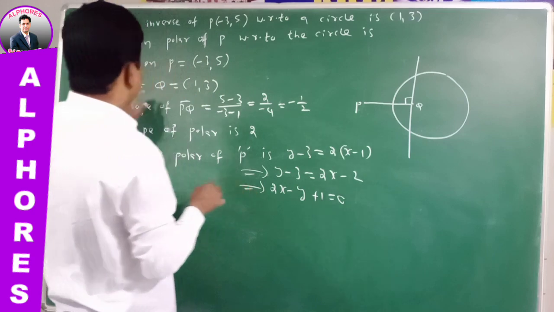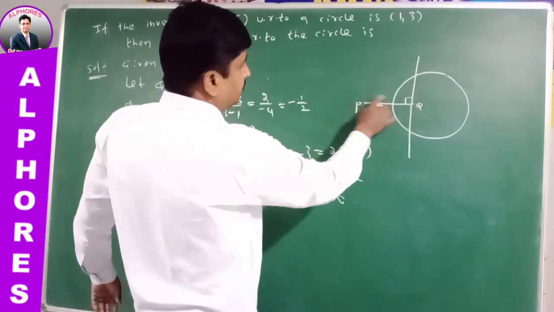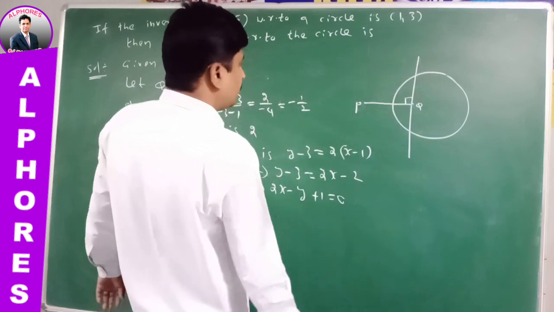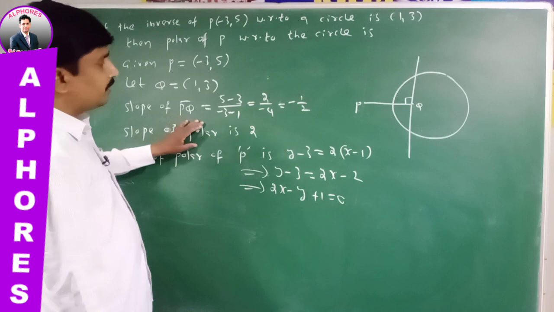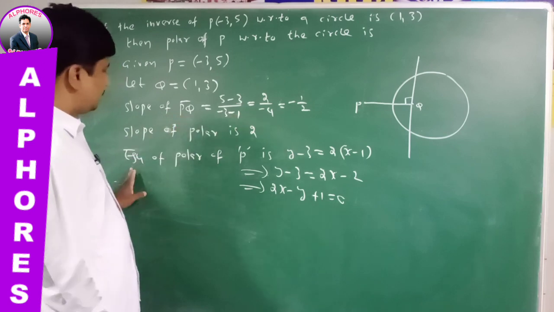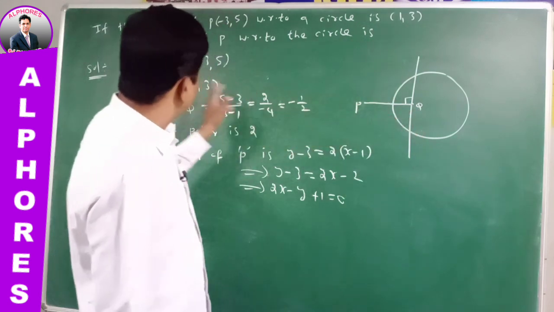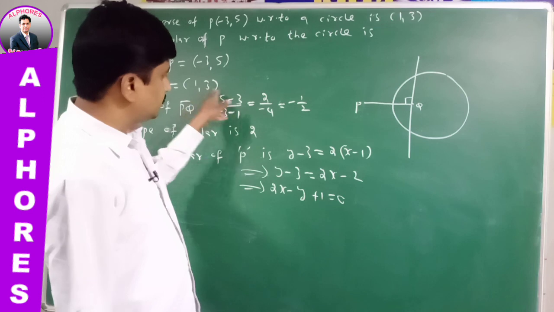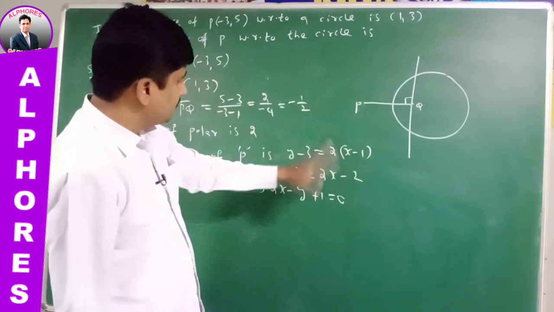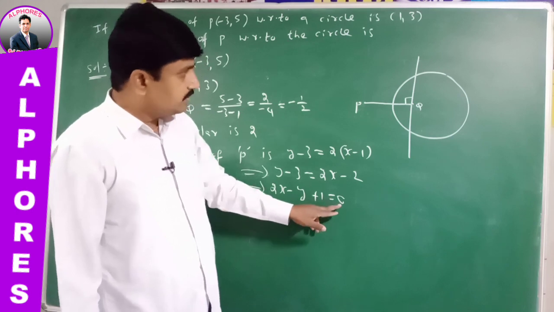Here observe, first find the slope of the line joining P and Q. Here the line PQ is perpendicular to the polar of P. The slope of PQ is minus 1 by 2. Therefore, the slope of the polar of P is 2. The equation of the polar of P is, here the polar passes through the point Q 1 comma 3 having slope 2, y minus 3 equal to 2 of x minus 1. On simplification, we get 2x minus y plus 1 equal to 0.